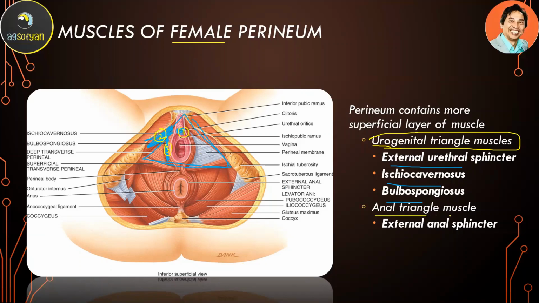The next one is the anal triangle muscles. It's going to be the other triangle area. Mostly these are the sphincter muscles around the anus. This is the one that also controls the feces. So you can stop, for example, you can hold the feces by contracting this external anal sphincter.